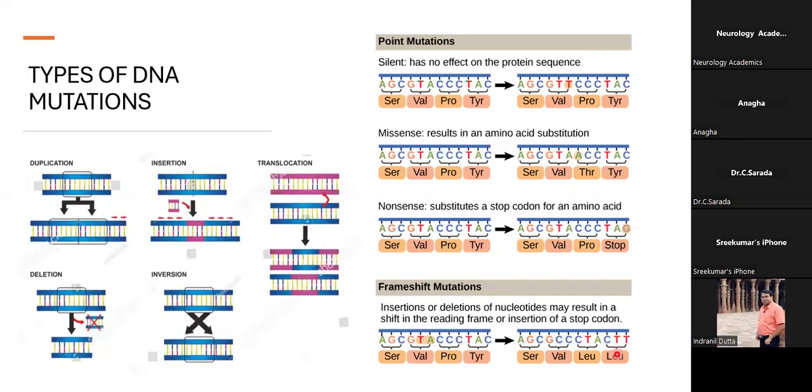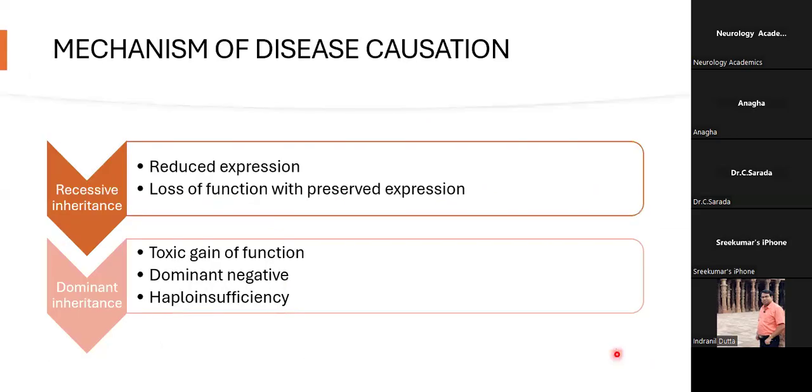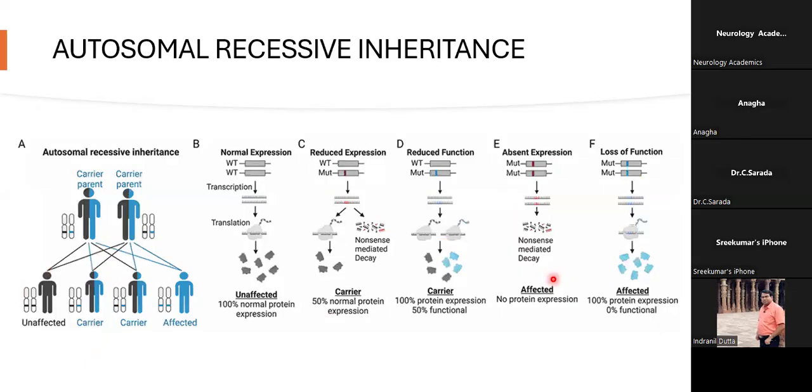Coming to the mechanism of disease causation, the mechanism is usually different with autosomal dominant or X-linked dominant inheritance and recessive inheritance. In case of recessive inheritance, there is usually a reduced expression or a loss of function with preserved expression. And in case of dominant inheritance, there will be a toxic gain of function, dominant negative, or haploinsufficiency. We'll see into each of these in detail.